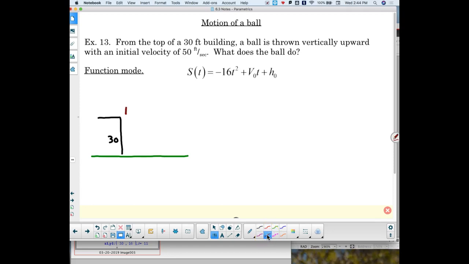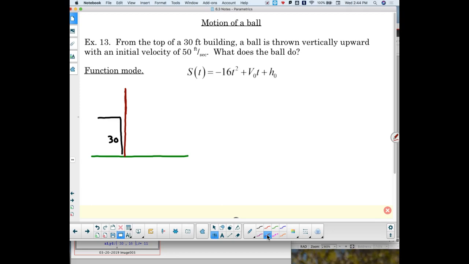So it's going to go straight up. And then what? Gravity's going to take a hold, and then it's going to come straight back down. We're assuming that there's no wind and there's no other factors going on, and then it's going to go splat and hit the ground, right?